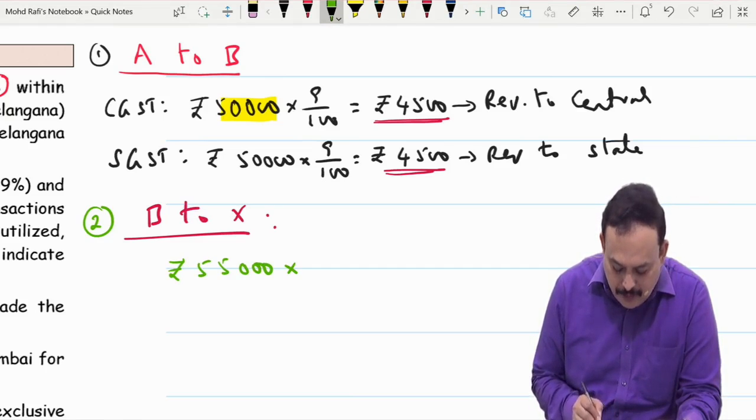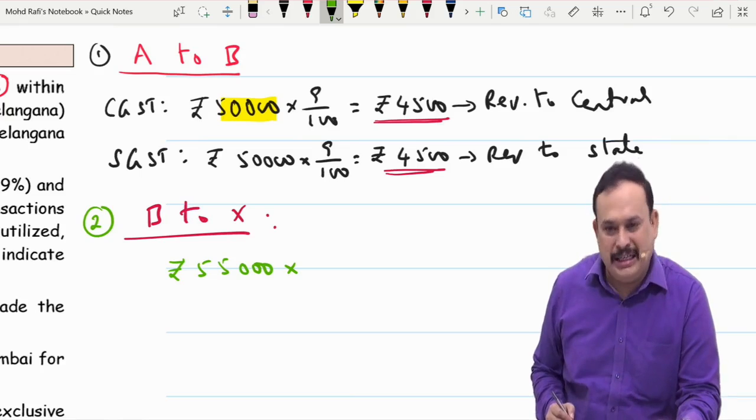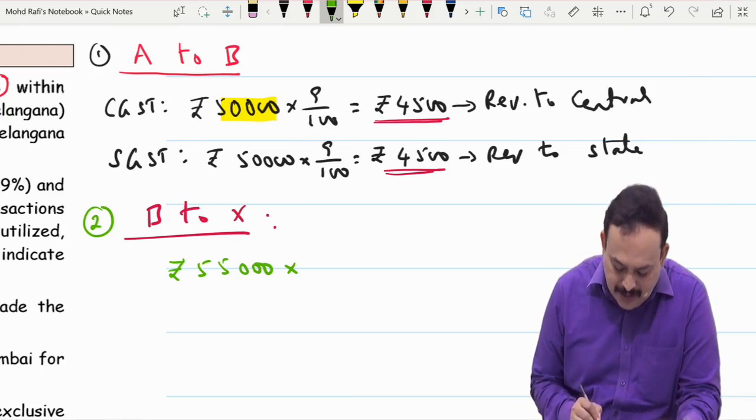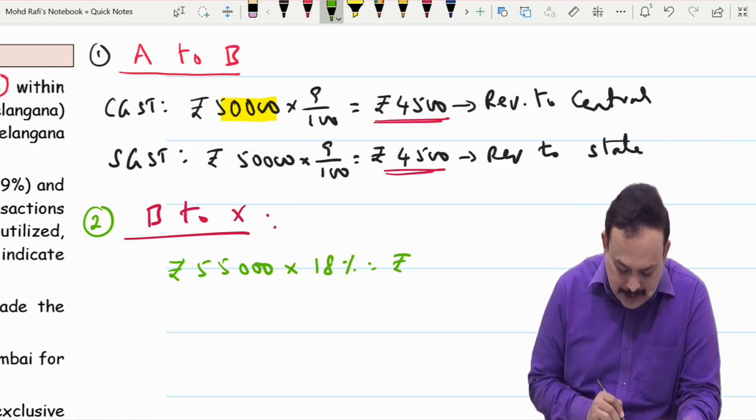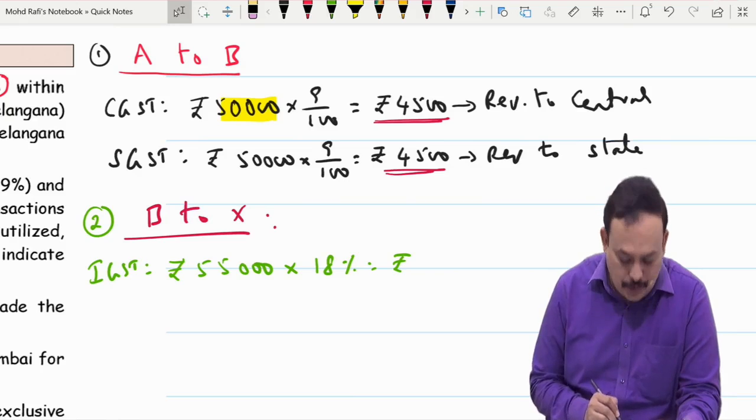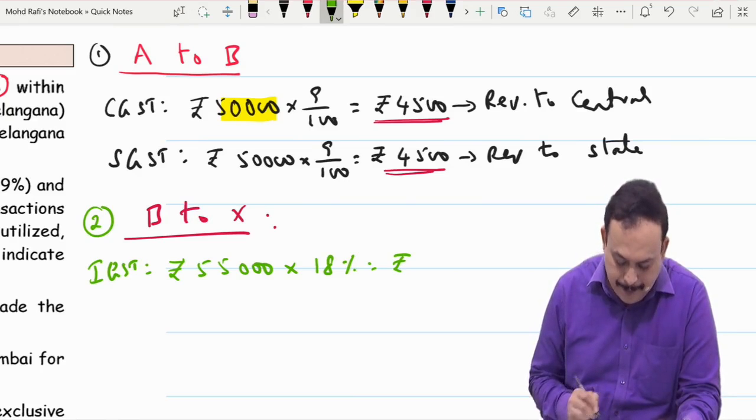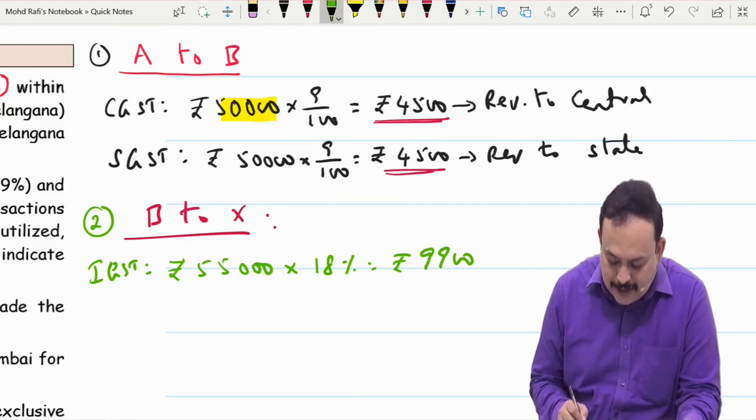Where interstate supply it is, what rate applies? 18% IGST applies. How much comes here, IGST? IGST equal to how much? Loudly? 9,900.